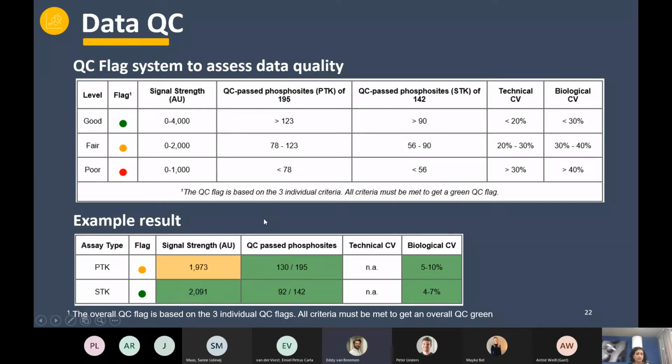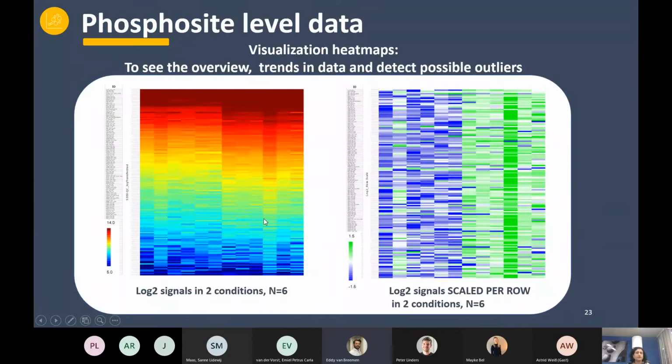And like I said, with the pattern-based visualization heat maps, it's obvious. Say there are two conditions, you can see that there are overall differences in the signal intensities of different biological replicates. So it's not just by random chance. And this is better visualized, let's say, in a scaled per row heat map visualization, where you could clearly see that there are distinct differences between the two conditions.